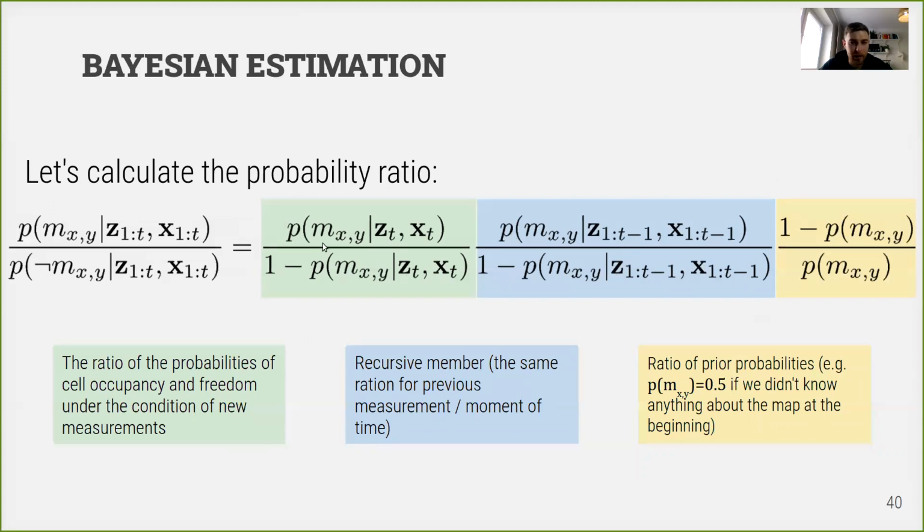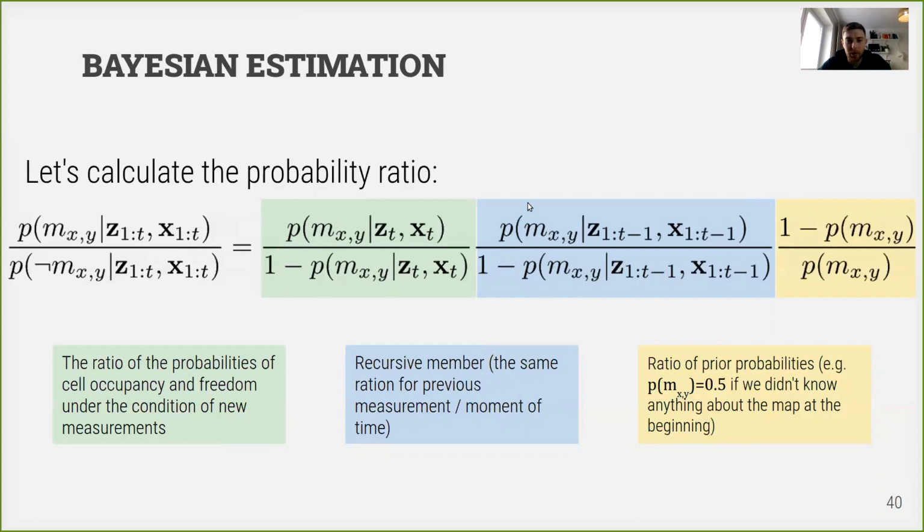The first one, we can see that there is actually probability of map cell being occupied given current measurement and current pose. And in denominator, the same event, but the opposite, 1 minus this. So this is basically the probability of map being free for the current measurement and current pose. And this is the ratio of probabilities of cell occupancy and freedom under the condition of new measurement. So we obtained a new measurement and we see how probable that map cell is occupied or it is free in denominator. And we have ratio of those two things.